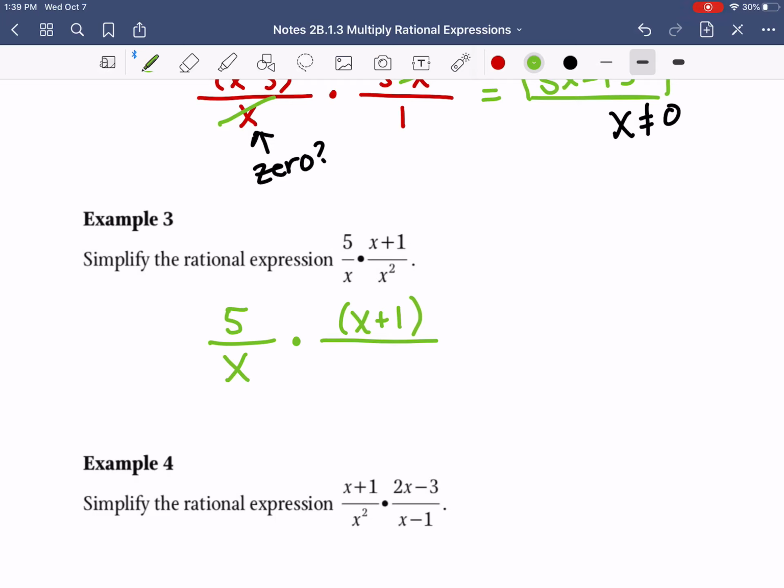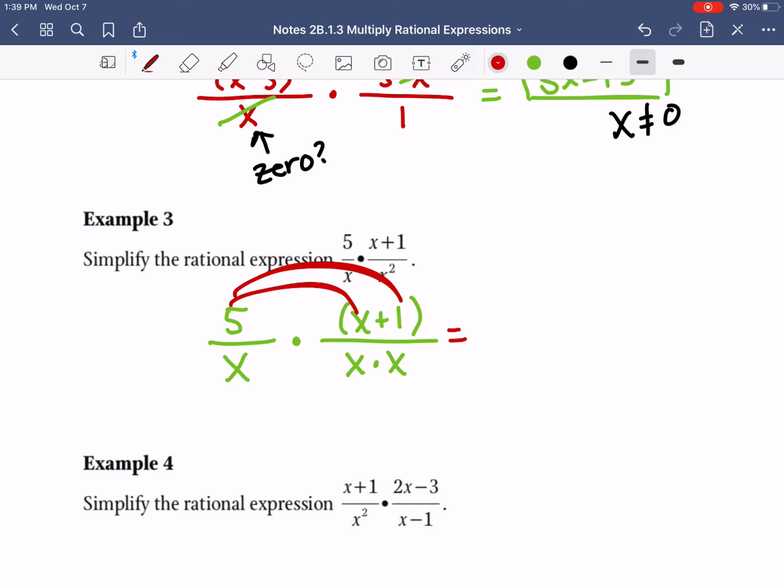On the bottom I have x squared, which is a monomial, so it's really just x times x. And don't cancel anything yet. You think to yourself, can I cancel these x's? No, because these ones are holding hands. You can't break them apart. Can I cancel these x's? No, they're both on the bottom. You need to have one on top, one on bottom. So nothing cancels. There's no fun in that, right?